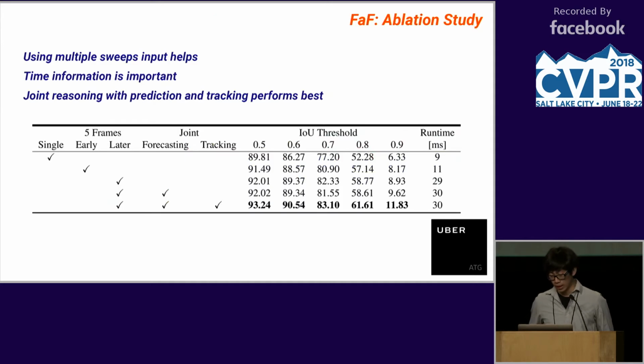And this slide shows an ablation study. The takeaway here is that using multiple LiDAR sweeps as input can improve detection, and it's important to exploit time information. More importantly, if we join reasoning with prediction and tracking, we achieve the best performance, which is 6 points better than using single sweep data at the 0.7 IOU threshold.